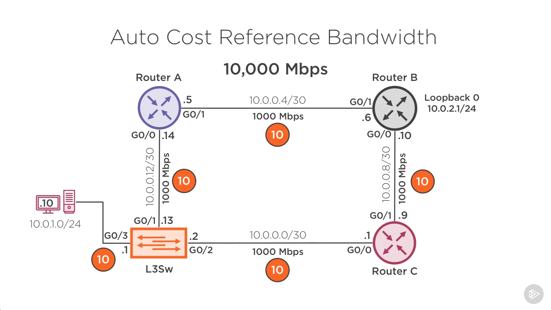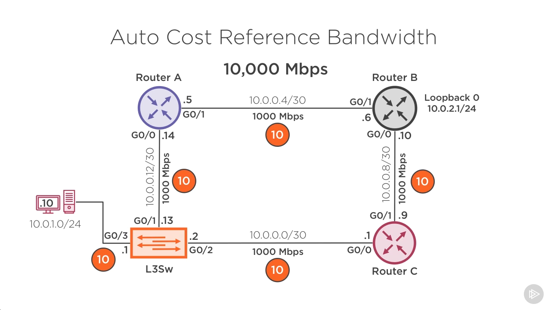So if I set my auto cost reference bandwidth to be 10,000 megabits per second, what will happen now is from the perspective of router B, we will see equal cost paths to reach the device 10.0.1.10 connected to G03 of my layer 3 switch. The cost for each one of those paths from router B to network 10010 is going to be 30.